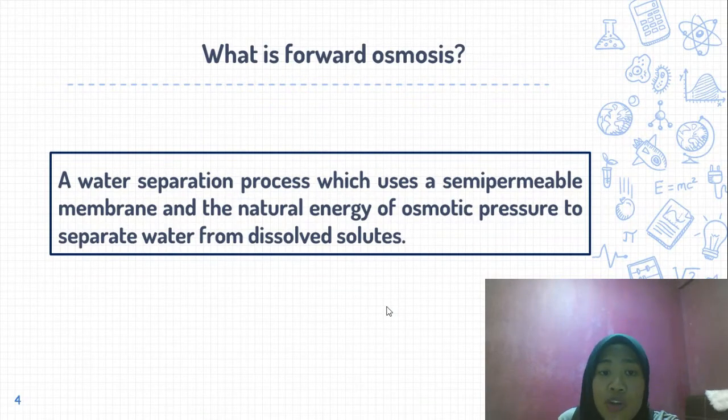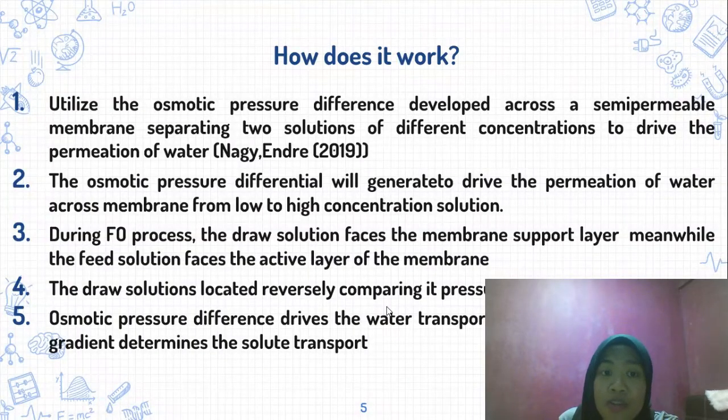So, what is forward osmosis? Forward osmosis is basically a water separation process which uses a semi-permeable membrane and the natural energy of osmotic pressure to separate the water from the dissolved solutes. This osmotic pressure is used to transport the water through the membrane while retaining all the dissolved solute on the other side. So, how does it work?